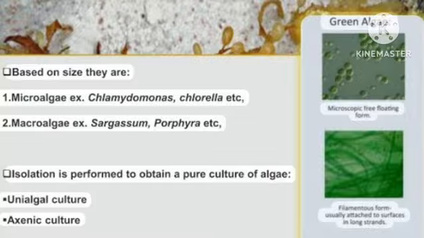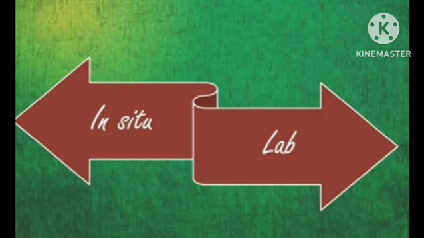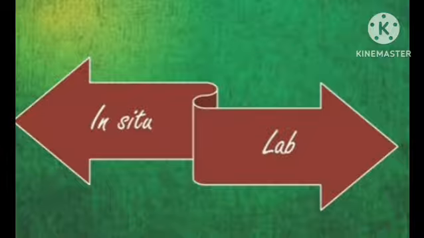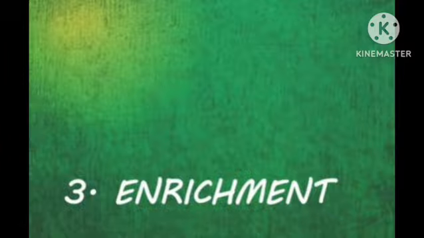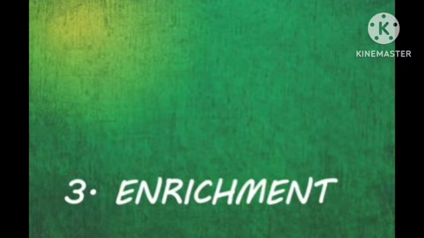For soil sampling, collect the top 2 to 3 centimeters of soil from a moist place, for example for Chlorella. And next, in situ means the natural environment, while the lab environment is controlled. Algal culture can be done in two ways: in situ culture in natural habitats like ponds, and lab cultures under controlled conditions for pure research cultures.